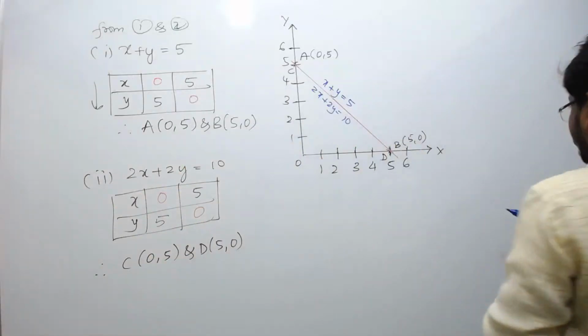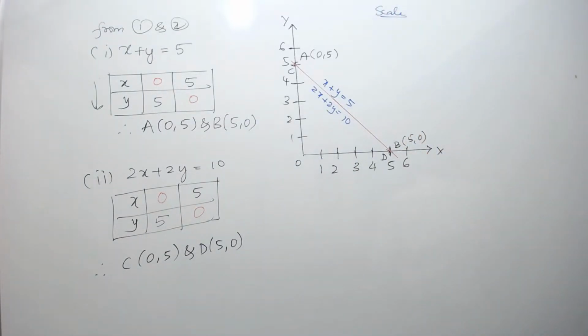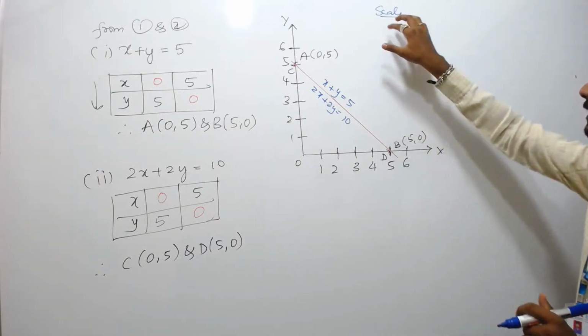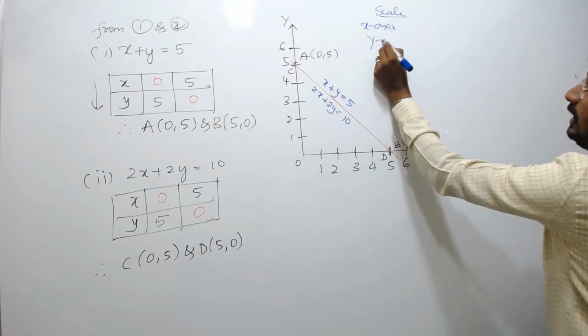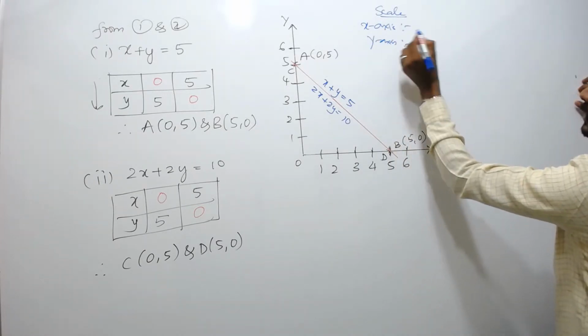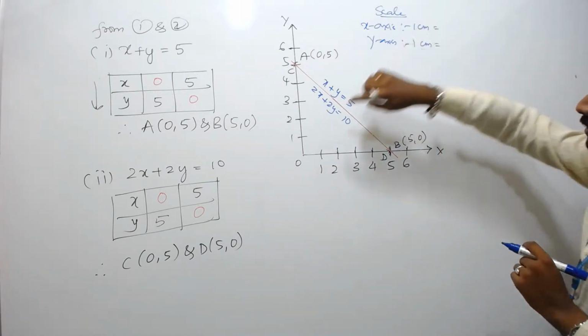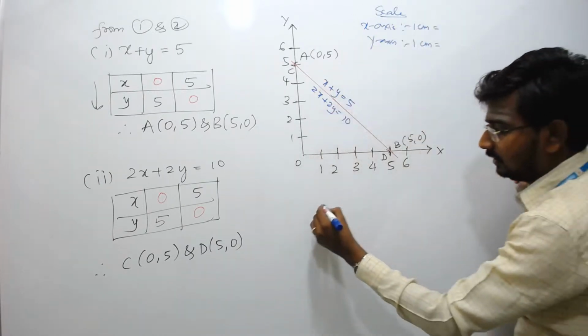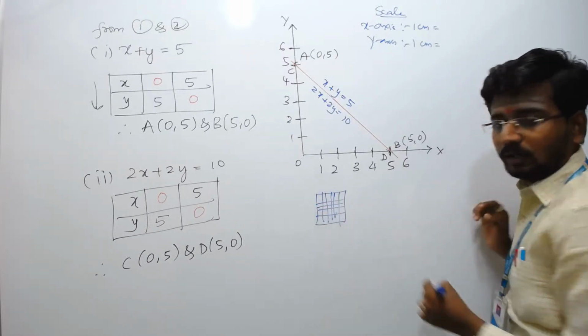But one thing is missing here, that is scale. Scale is most important, my dear students. It carries minimum half to 1 mark. X-axis, Y-axis, 1 centimeter is equal to... We have taken 1 unit, 1 centimeter, because in the graph sheet each box has 10 horizontal lines and vertical lines.